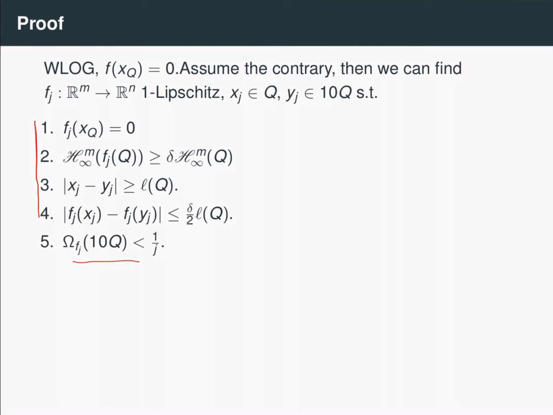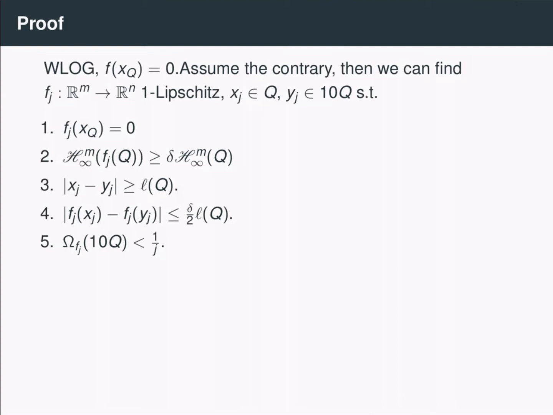So for the statement to be false, that means that we can find Lipschitz functions satisfying conditions 1 through 4, but omega can be as small as we wish. So we take a sequence of functions so that the omega number is less than 1 over j. Okay, so notice that these functions fj are uniformly bounded on compact sets.